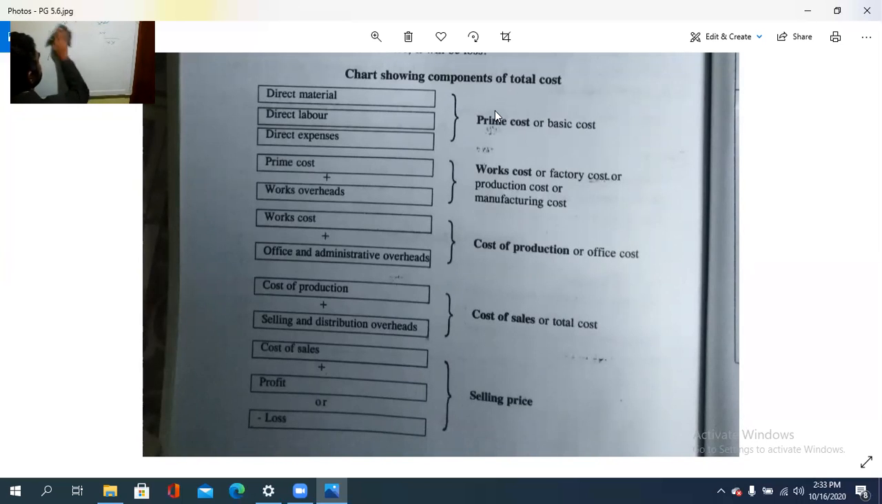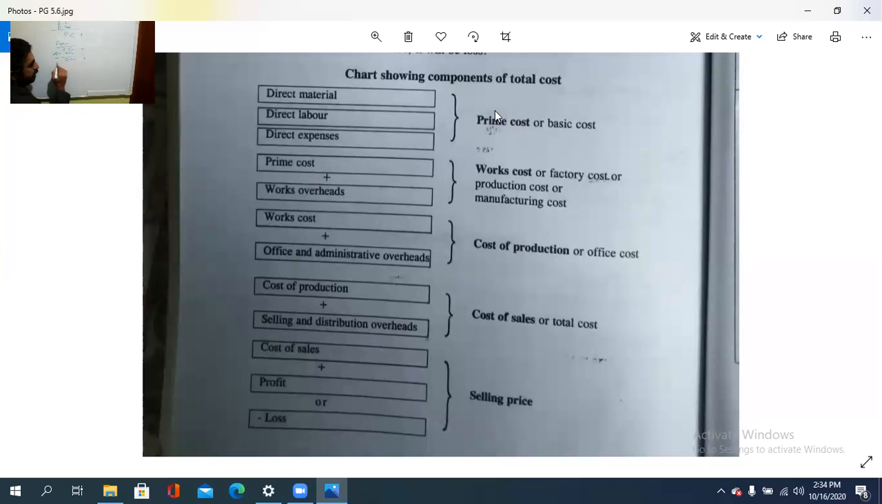So in this way, this is the cost sheet or cost statement. So how is it to be worked out? See, direct material, direct labor, direct expenses. This is prime cost plus factory overheads, factory cost plus office overheads, that is office cost, or COP, isn't it? Then that adjustment is to be done.